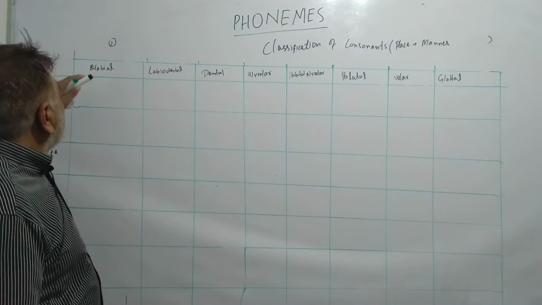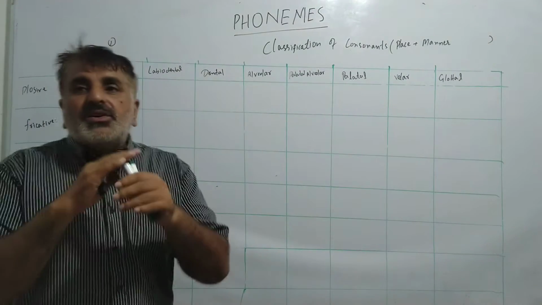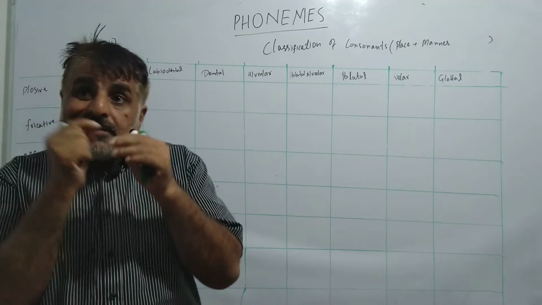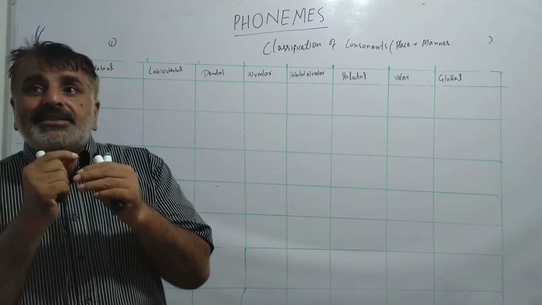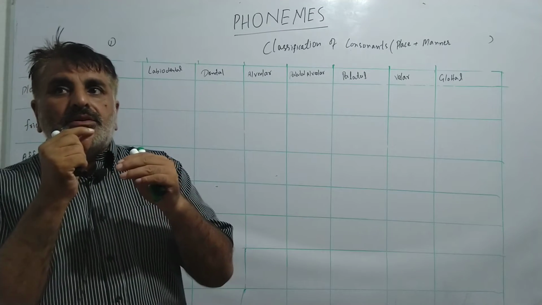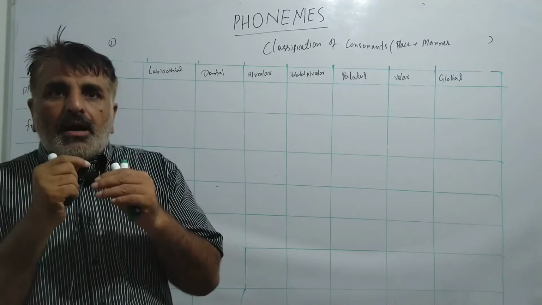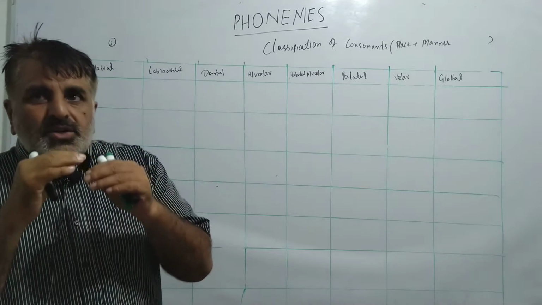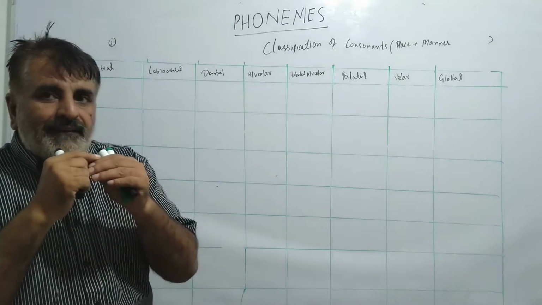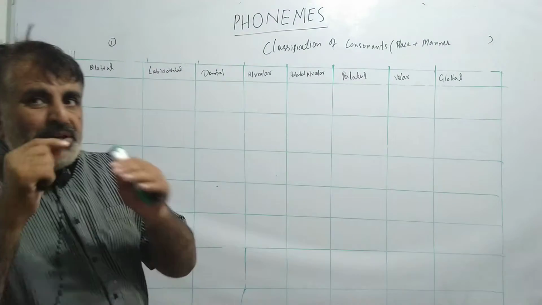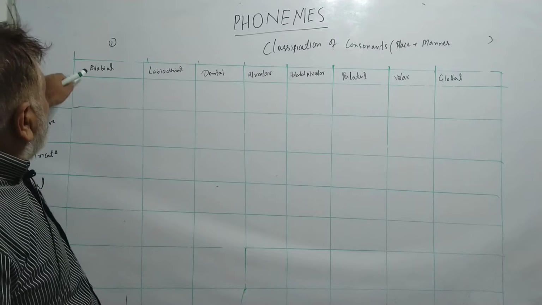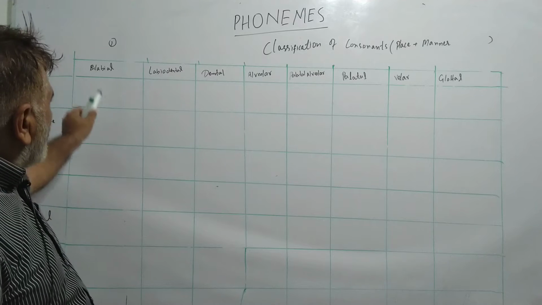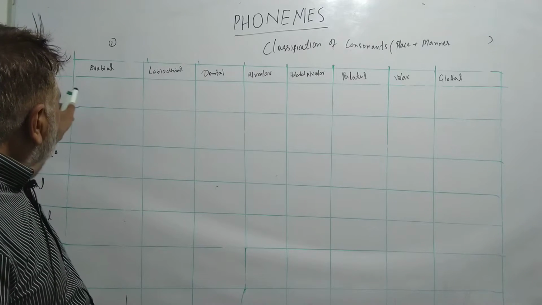The first thing is plosive. What is plosive? When we want to produce the sound, the air stops and is suddenly released for the production of the sound. Just ba, ba, ba. Now we will put phonemes. We should keep in mind that if this is bilabial and this one is plosive, I should put the sound here.